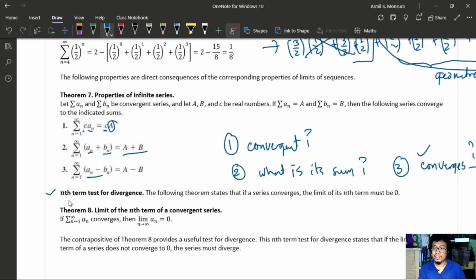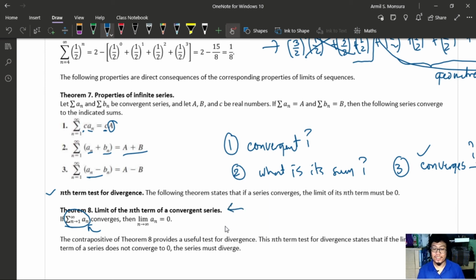We call this the nth term test for divergence. The following theorem states that if a series converges, the limit of its nth term must be 0. So here, if your series is convergent, then the sequence a_n, the nth term of your sequence, actually becomes 0. So that's theorem 8.